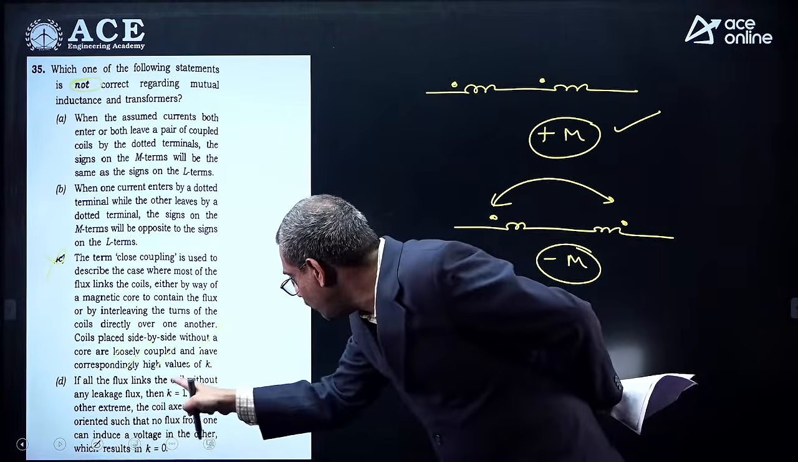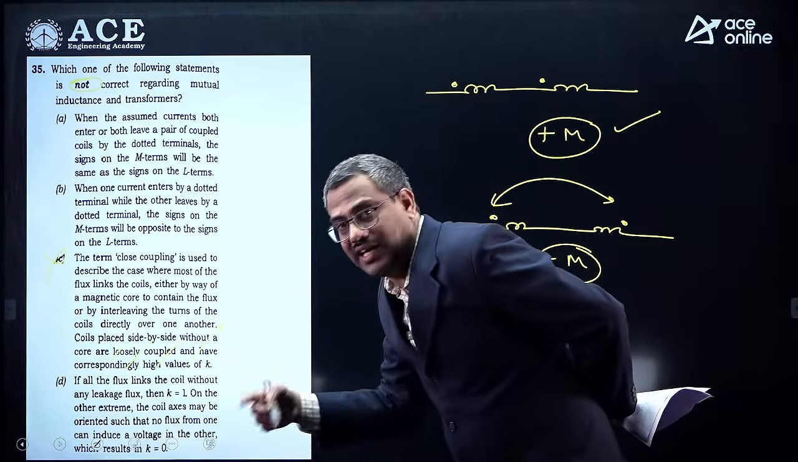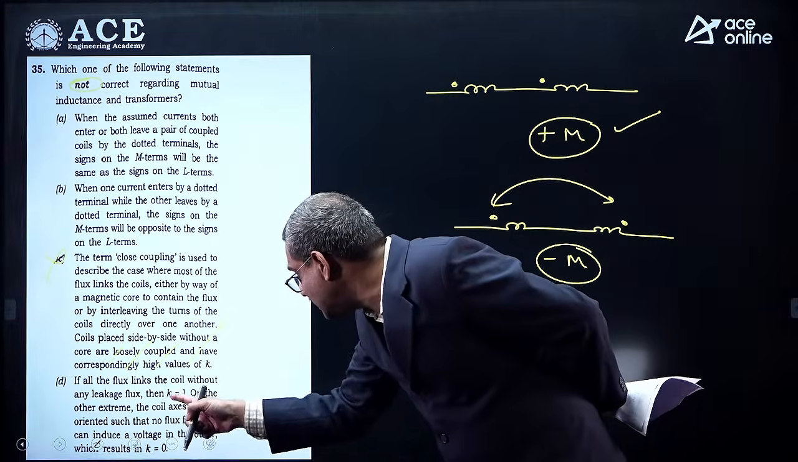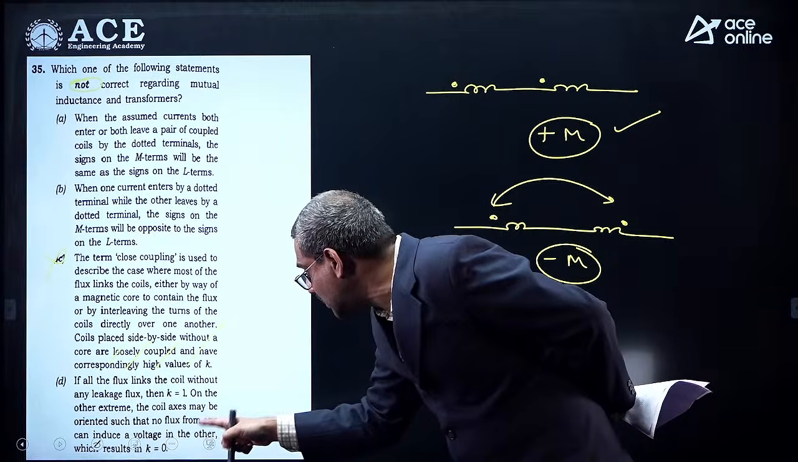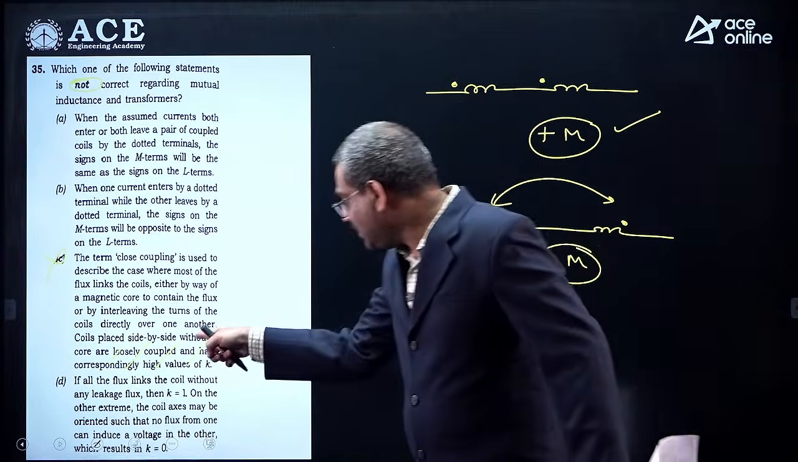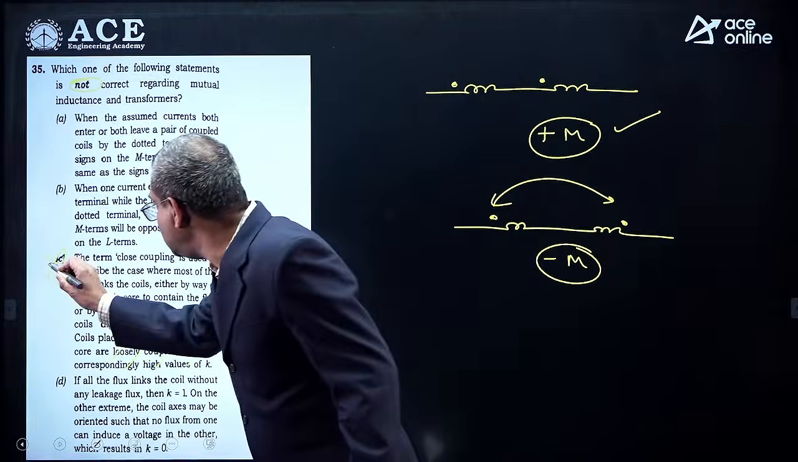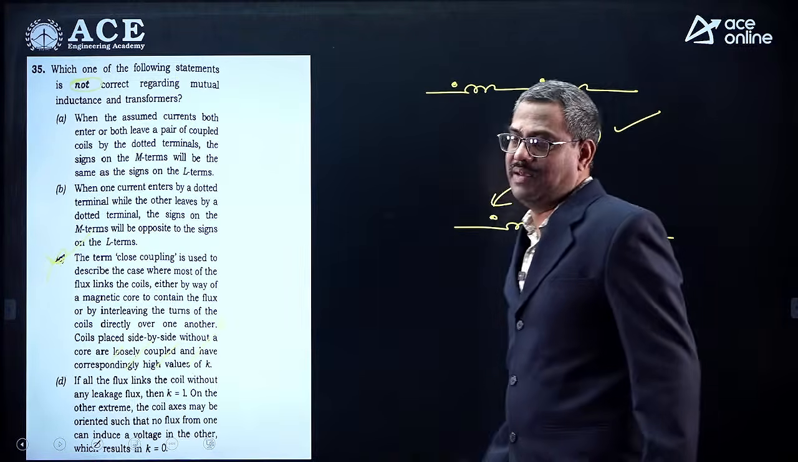Then if all the flux lines of a coil link without leakage flux, then K is 1, perfectly coupled. On the other extreme, the coil axis may be oriented such that no flux from the first coil links the other, so K is 0. This is also correct. But here this statement was wrong. So option C is the only wrong statement. Remaining are all simple, direct theory.